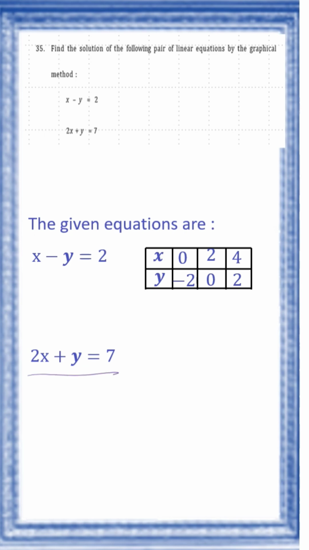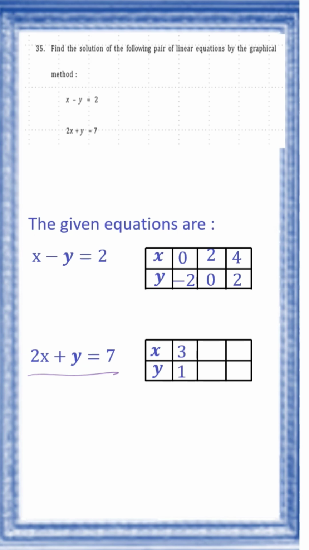Now let us form the table of values for the second equation. When x is equal to 3, y is equal to 1. When x is equal to 4, y is equal to negative 1. When x is equal to 5, y is equal to negative 3.